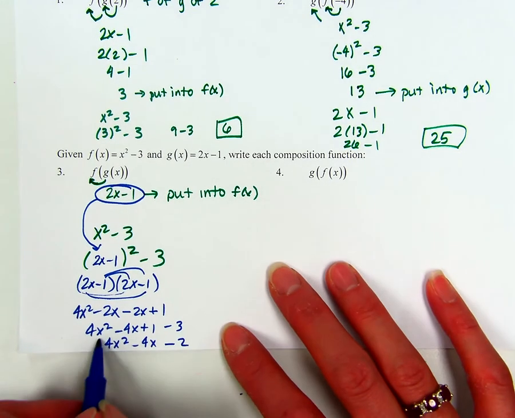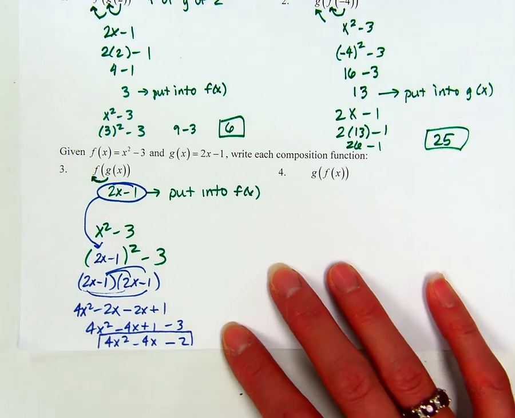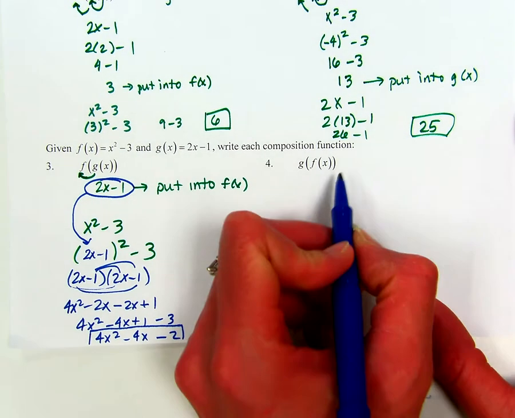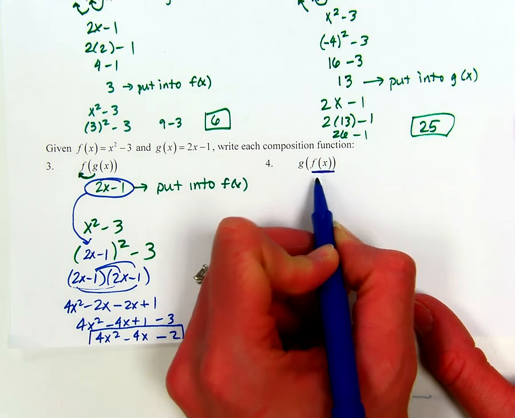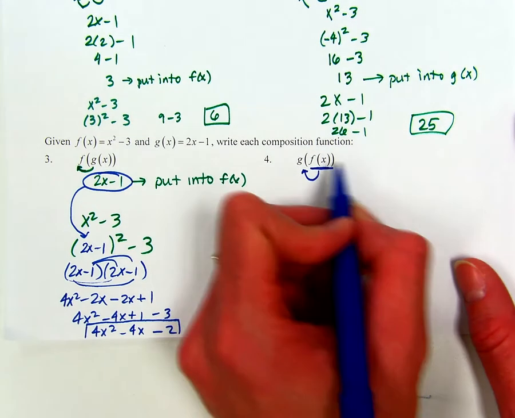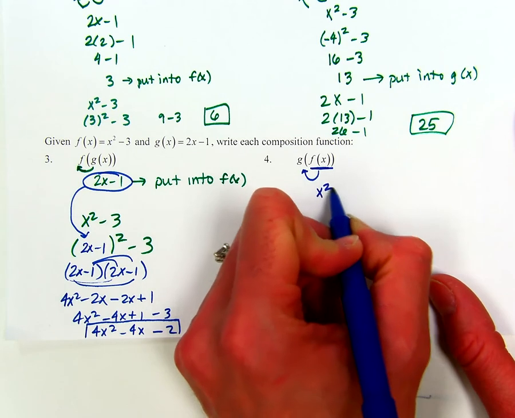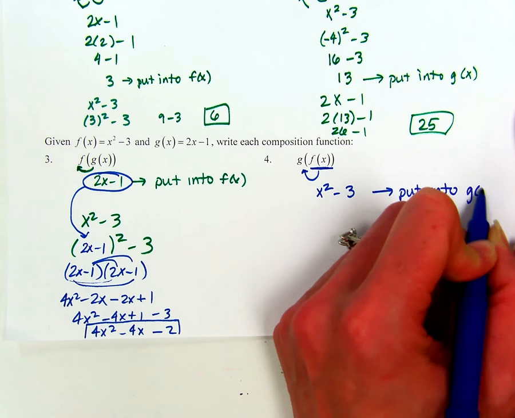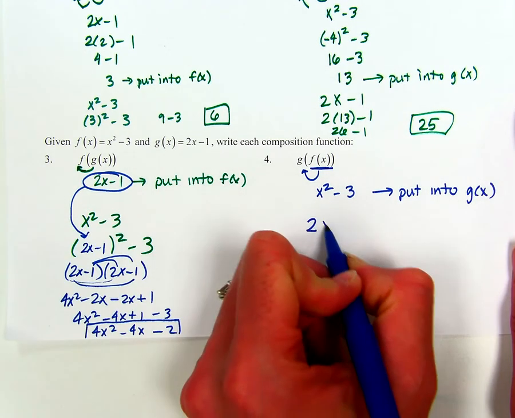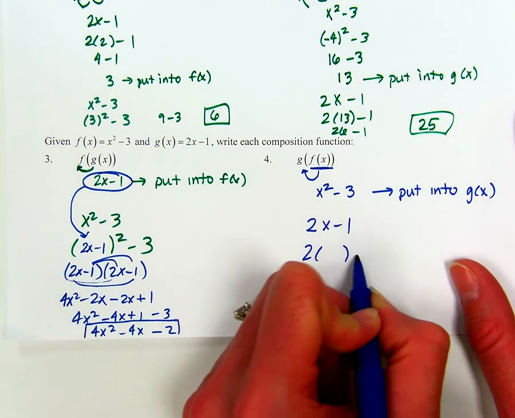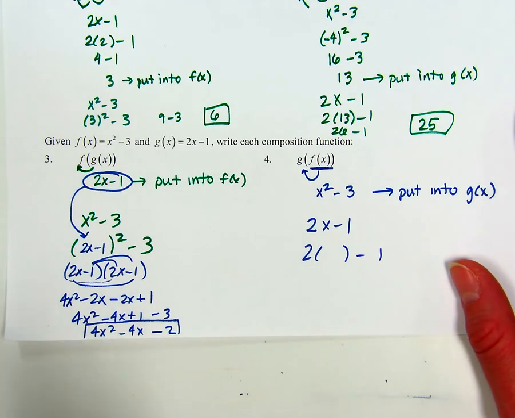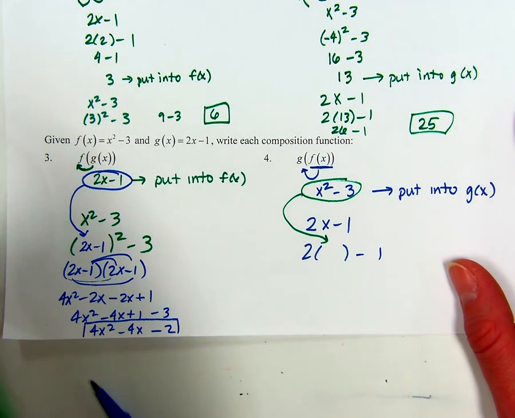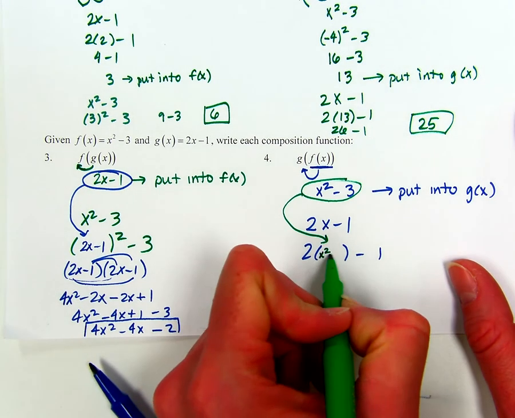That's my overall answer. Just make sure that everything is combined, any like terms, put it in descending order, and then you're all done. All right, so you're always reading from right to left. So for g of f of x, f of x, we need to put into g of x. So what is f of x? F of x is x squared minus 3. We want to put that into g of x. So what is g of x? G of x is 2x minus 1. But they don't want you to use x. They want you to put this expression in here. So I'm going to replace the x with x squared minus 3.